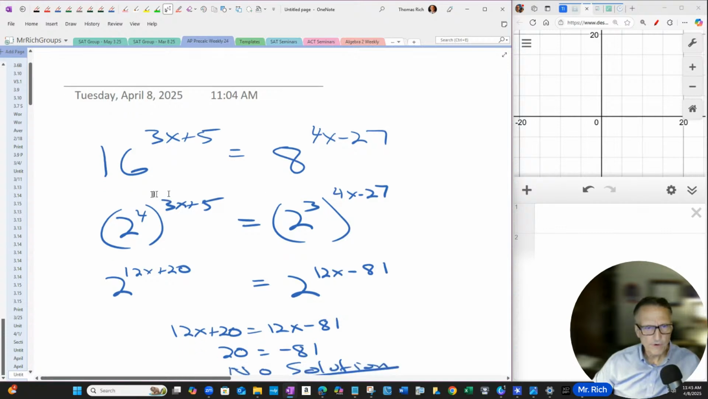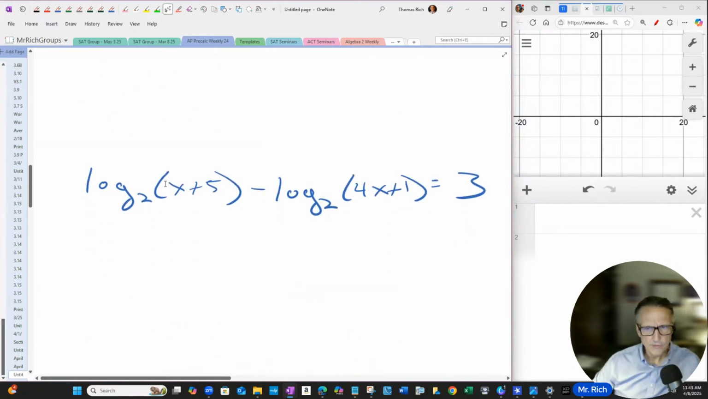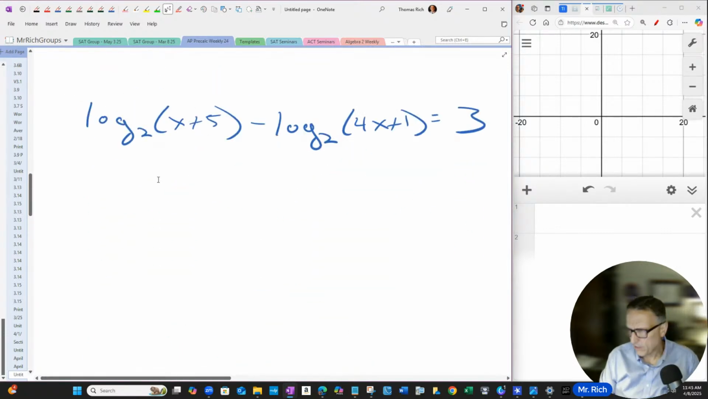Okay, so let's move on. Here is the next one. I wanted to solve a log equation.